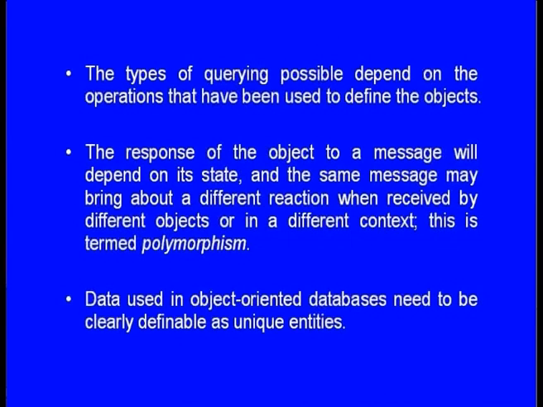So, the type of querying possible depends on the operations that have been used to define the objects. The response of the object to a message will depend on its state, and the same message may bring about a different reaction when received by different objects or in a different context. This is termed polymorphism.